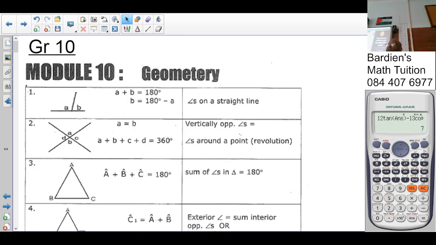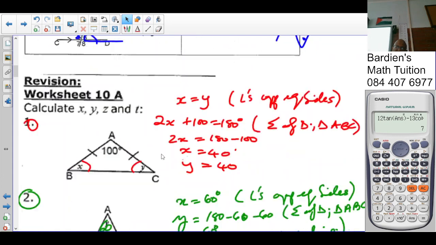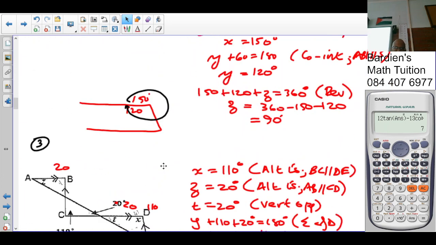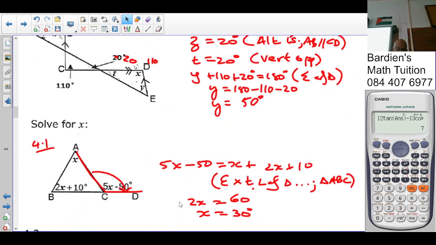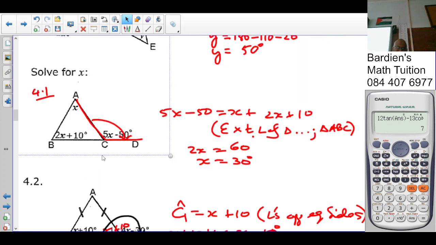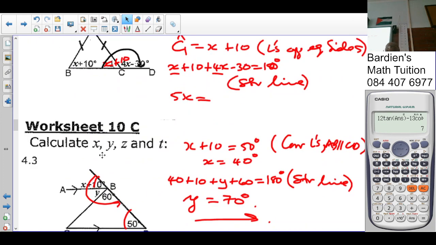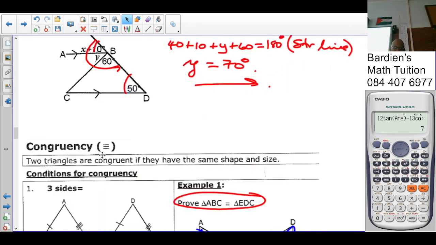Okay, good morning class. So we're trying to wrap up with geometry. Hopefully we can do it today so that we can move on to trigonometry. We are behind, as I indicated already. However, we have started a topic when we are experiencing load shedding.